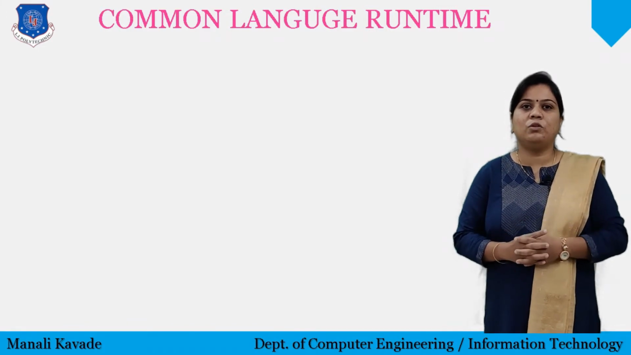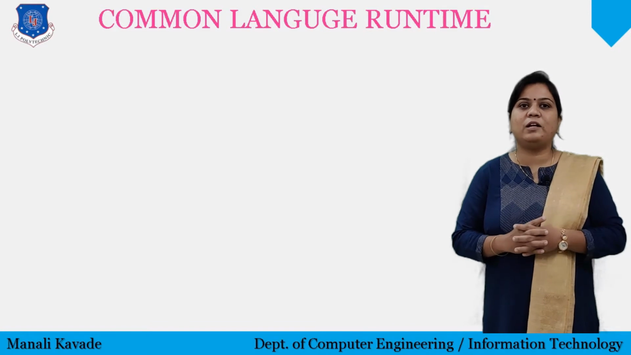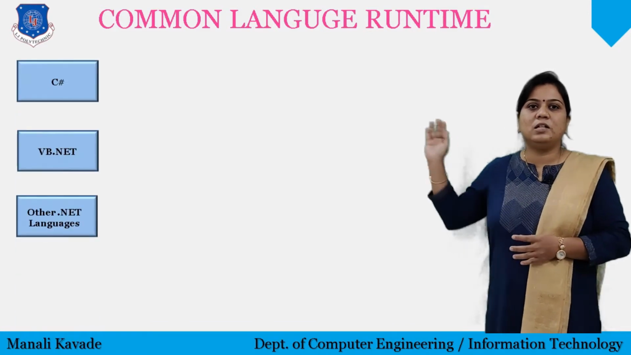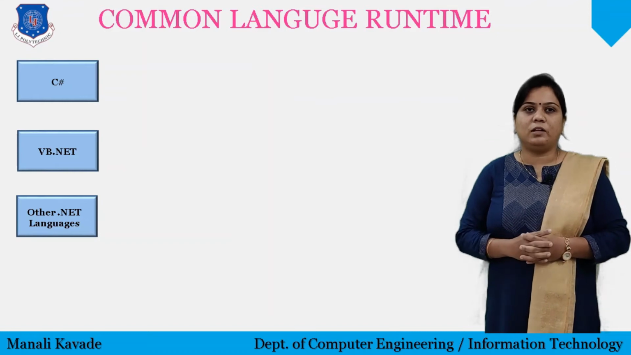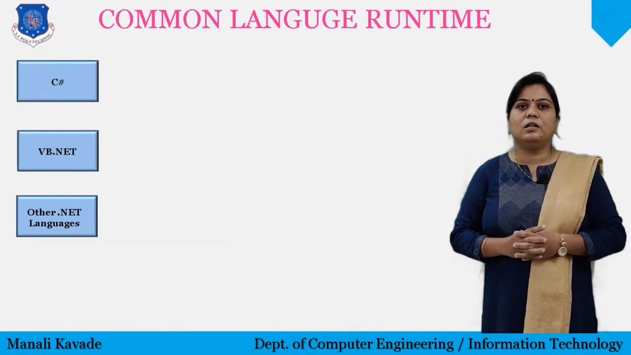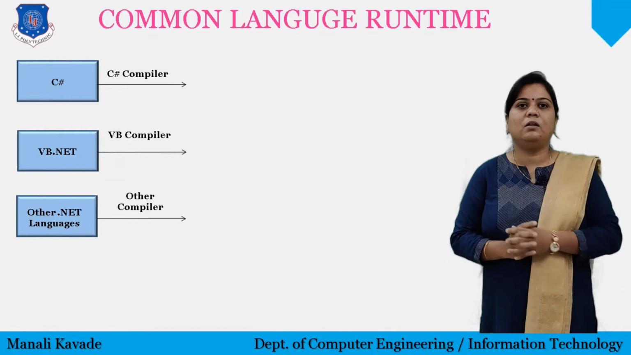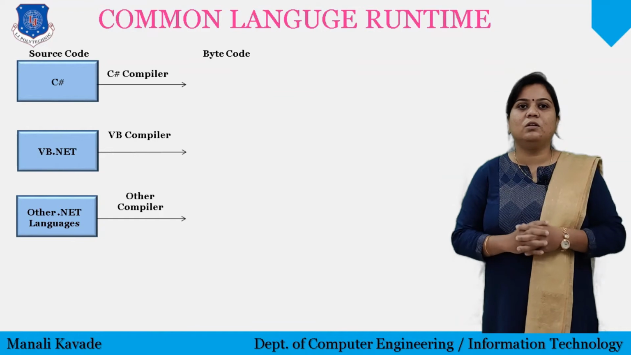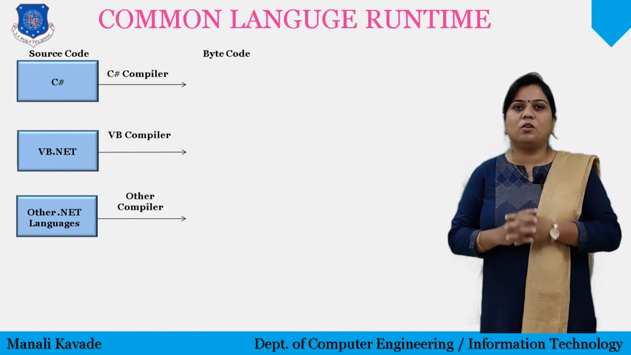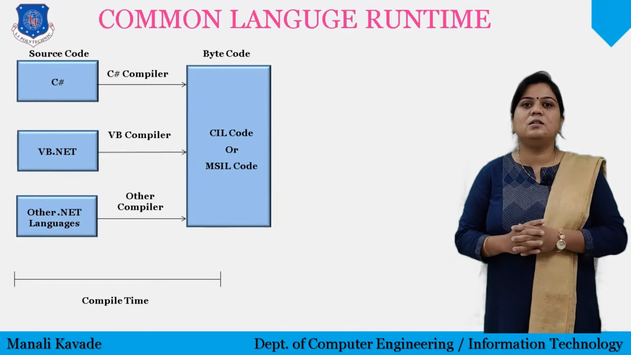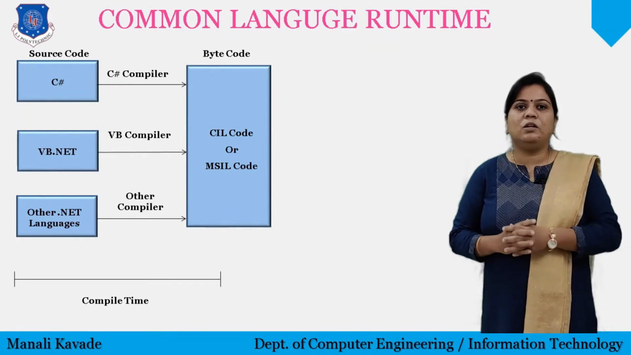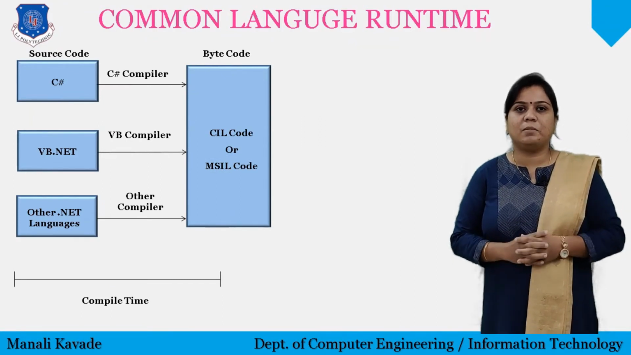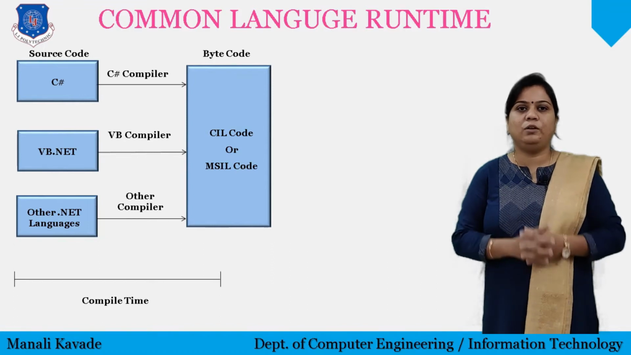Developers write code in a language supported by .NET, such as C# or VB.NET. Then its corresponding compiler converts the source code into bytecode, which is known as Common Intermediate Language, that is CIL, during compilation time. For example, if we have written code in C#, then the CSC compiler will convert the source code into bytecode.